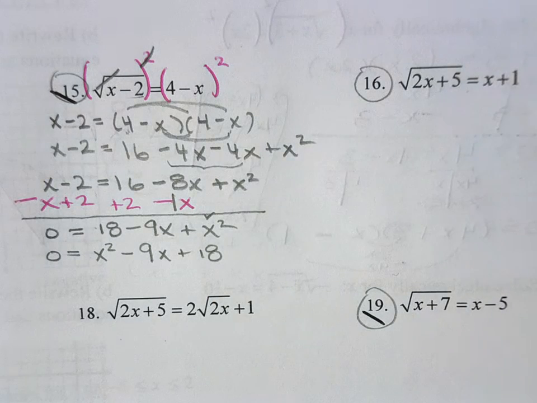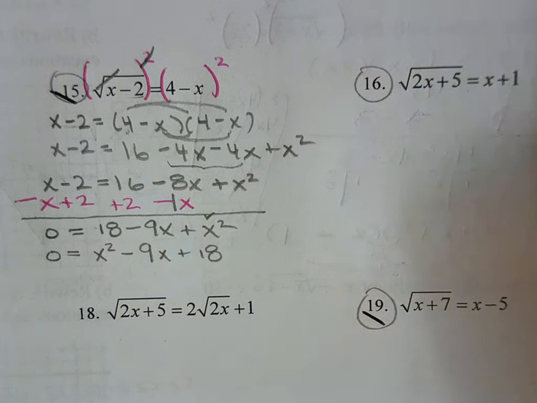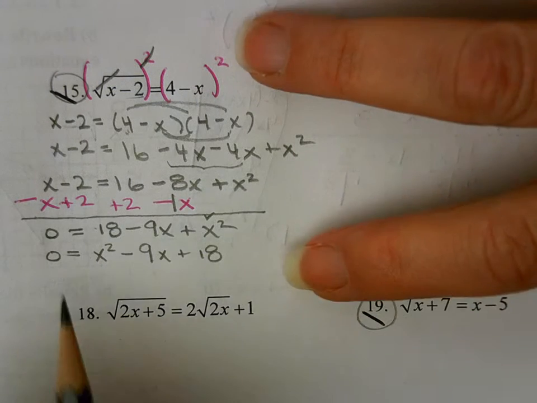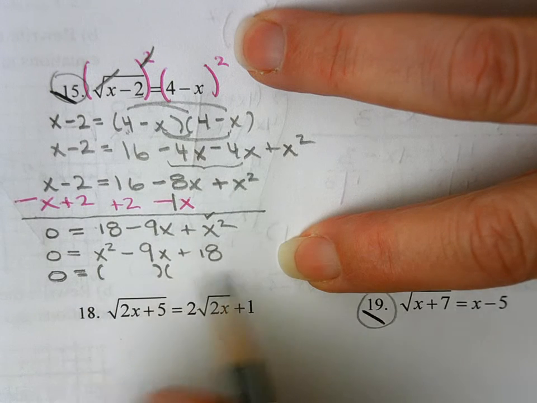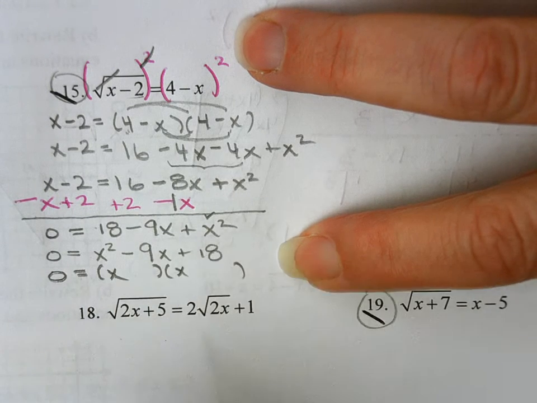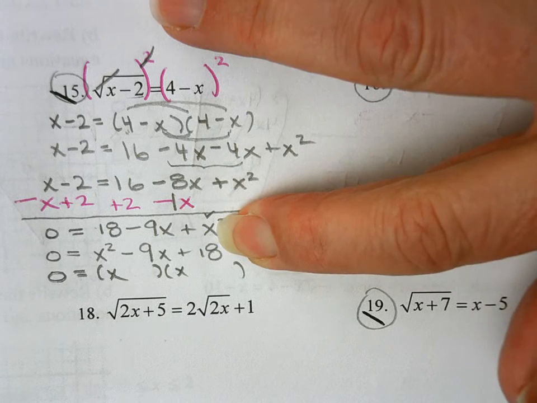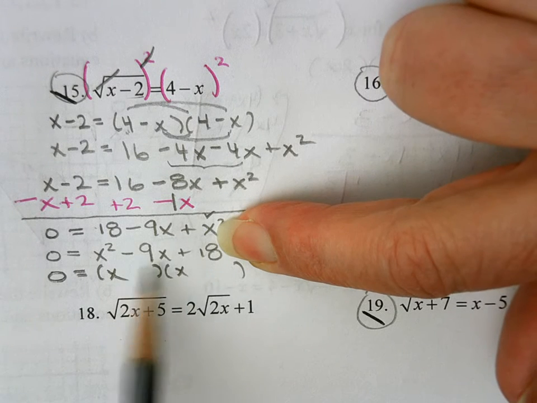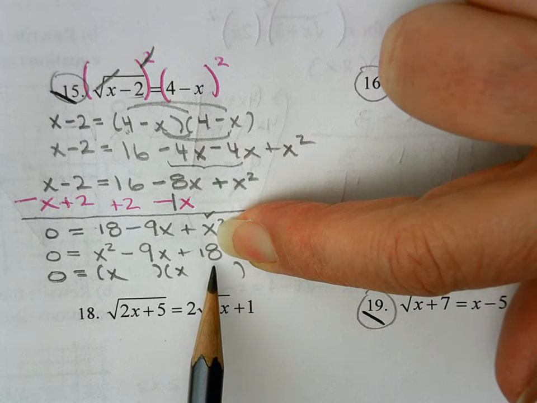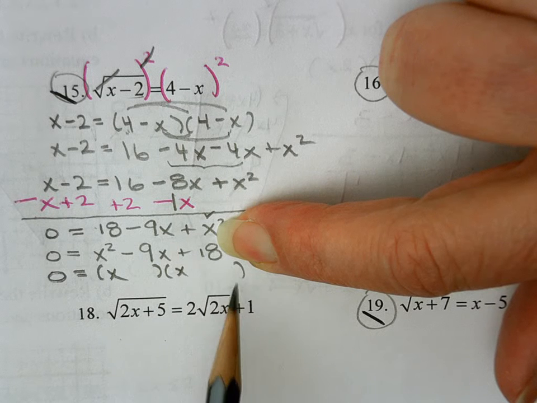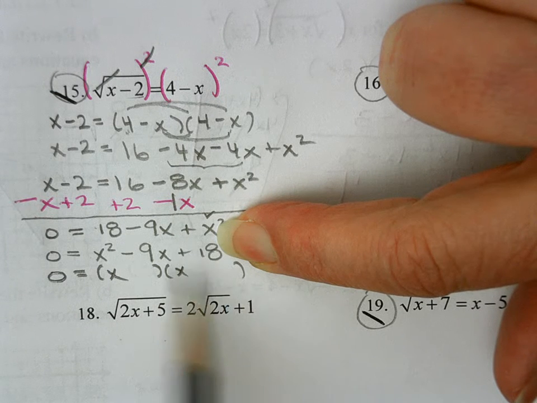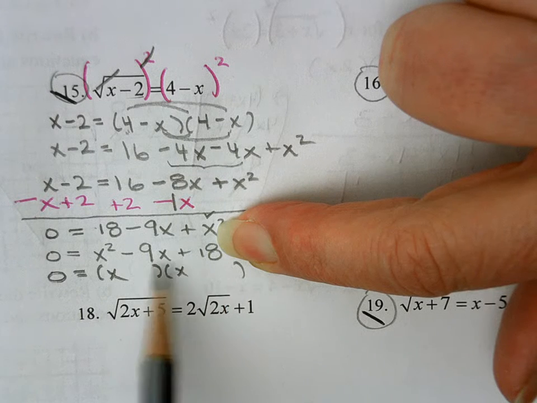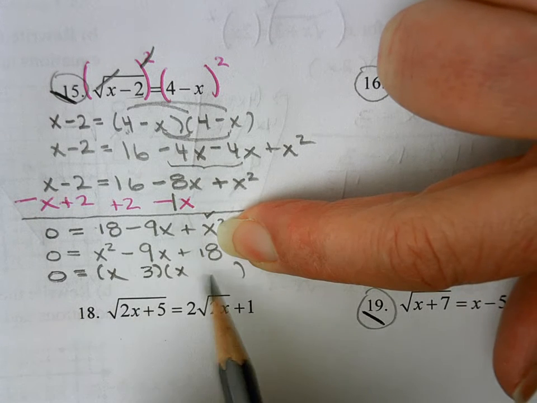Okay, and then I want to factor it. So I'm going to go ahead and just kind of do that out loud. But in general, x squared can only be x times x. And then my factors of 18 are 1 and 18, which won't give me a 9. 2 times 9, which won't give me 9. 3 times 6, which will. And so I want to use 3 and 6.